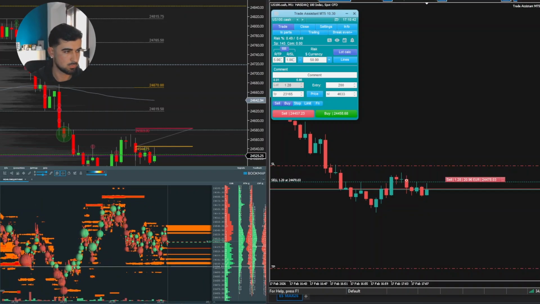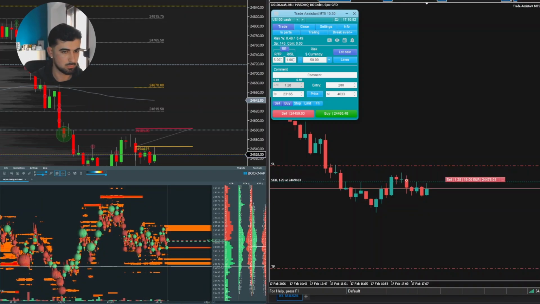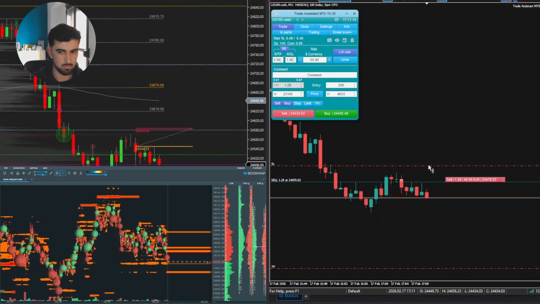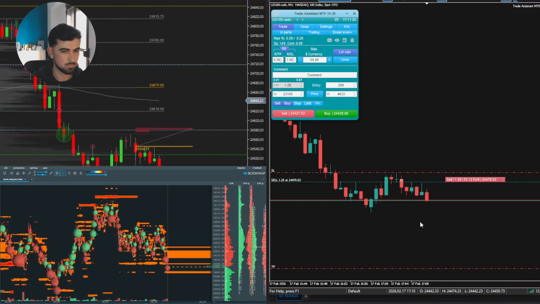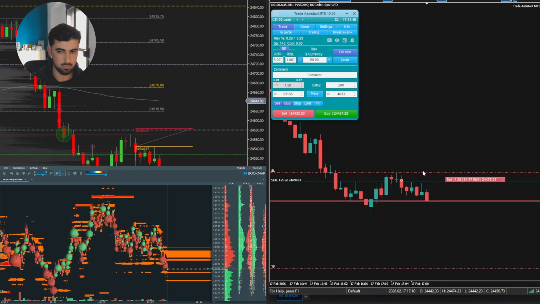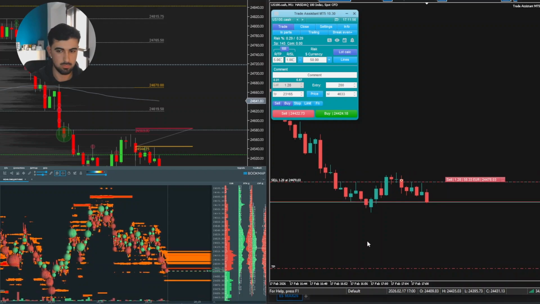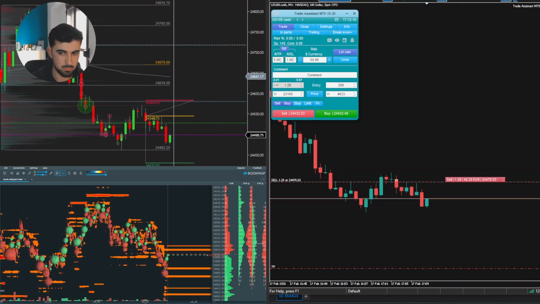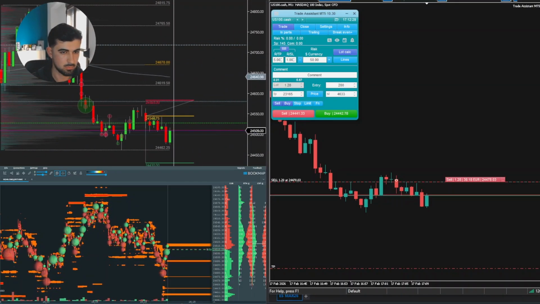So as you can see, as soon as I entered, the aggressive sellers started stepping in, and I had zero drawdown on this trade. It retested my entry maybe twice or three times, but that's not really any of my concern. I entered with the aggressive participants, and that's why in my trading style, the most important is the location and the context of the trade.